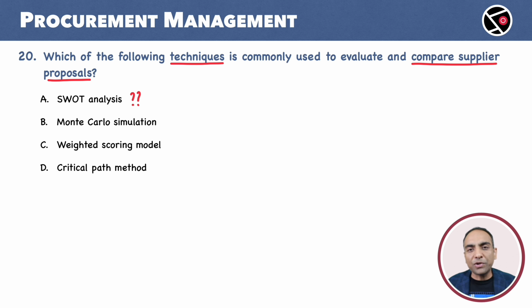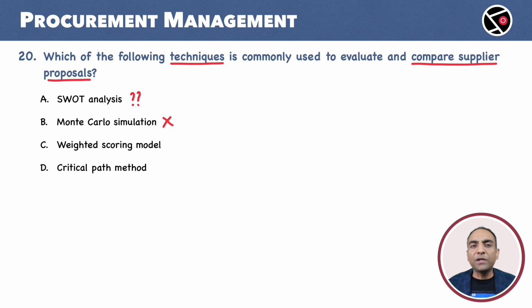Monte Carlo simulation. Again, this is a data analysis technique. It is driven by statistics, highly mathematical, used to simulate and understand the variations or the risks associated with the project. It could be risks related to schedule or cost or any other parameter. Monte Carlo, as a standalone approach, doesn't look suitable for comparing proposals.